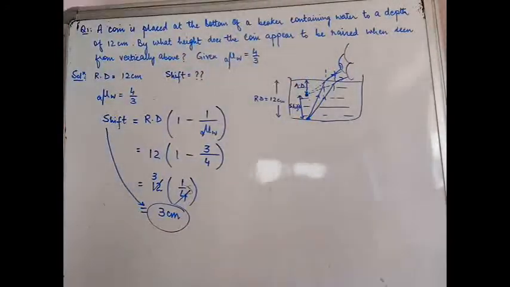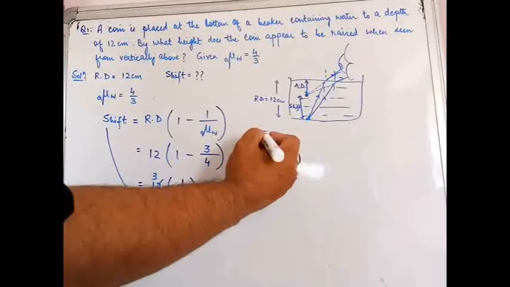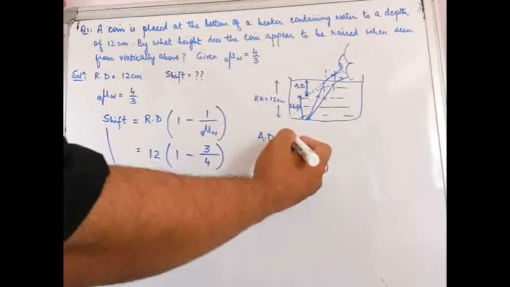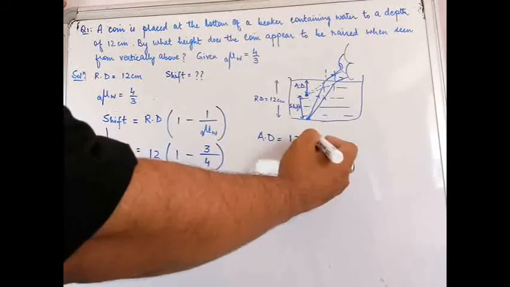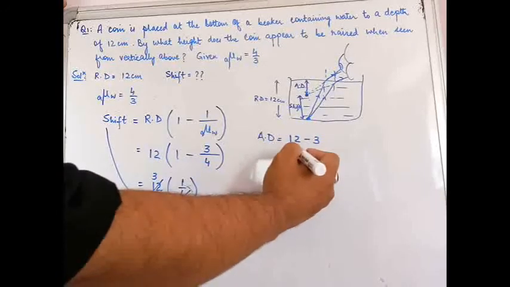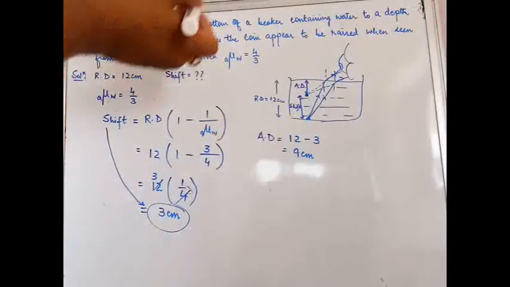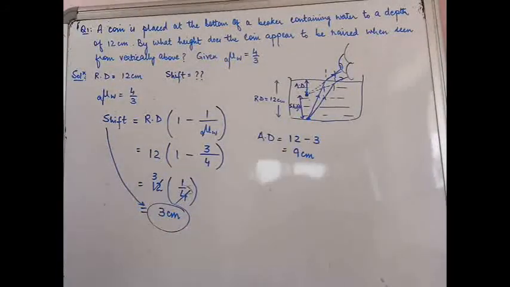Obviously, if the second part of this question had been to find out the apparent depth, you would have easily calculated it by subtracting the shift from 12, which is 12 minus 3, so that will come out to be 9 centimeters. But they have not asked this in this question, so we will let it be. So this is what is there as far as the practical consequence of refraction is concerned.